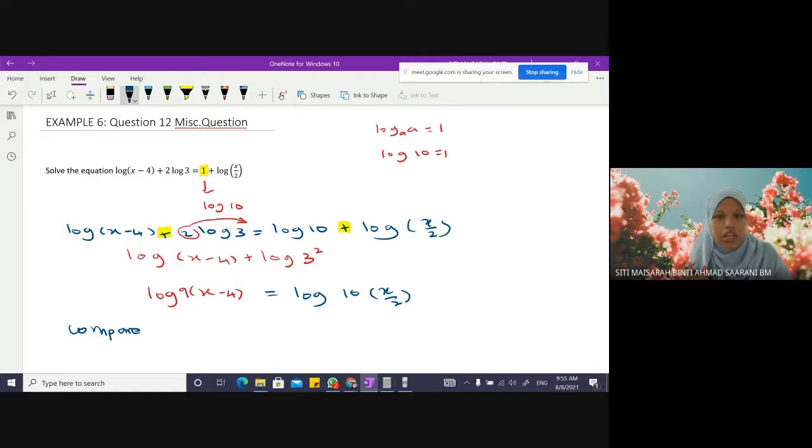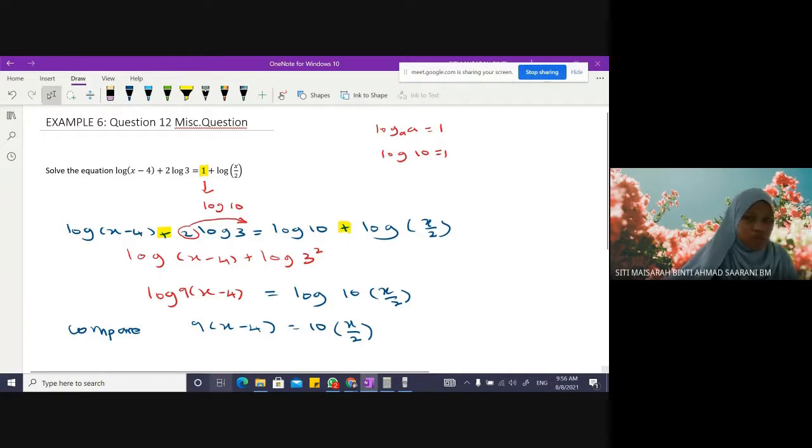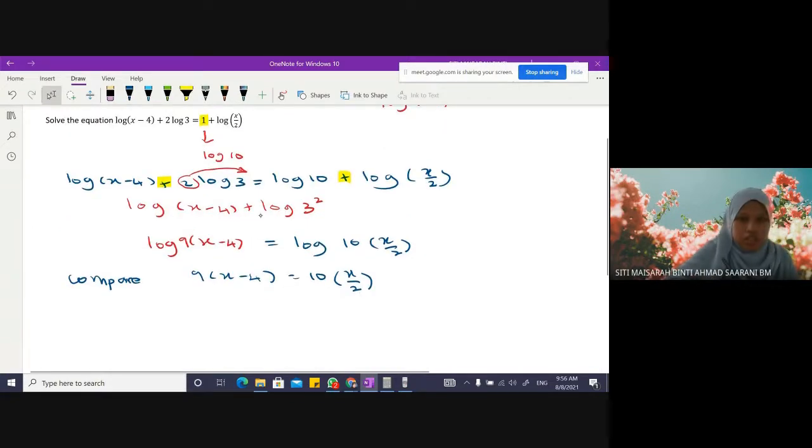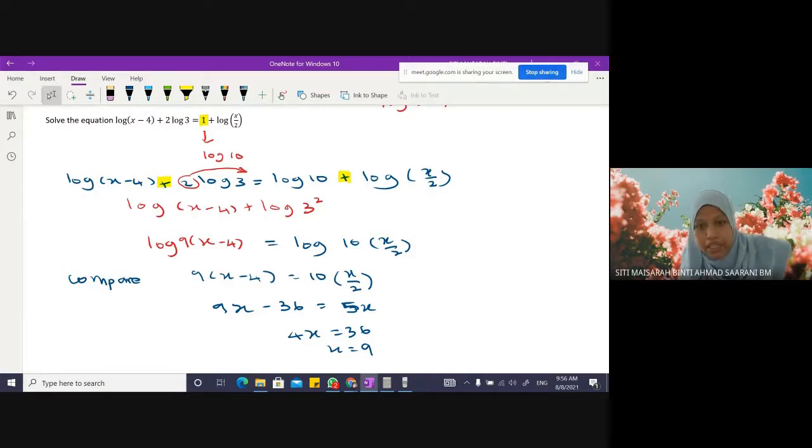Okay. Kalau nak compare, dia kena make sure dia punya base dia sama dan dia mesti single log. Single log dengan single log. Baru boleh compare. Okay. So jadi this one we can compare log. So 9x minus 4 is equal to 10x over 2. So then we can solve to find x lah. So this one is 9x minus 36 equals to this one is become 5x. Okay. 5x. Okay. So jadi 4x is equal to 36, x equals to 9. So jadi kita dapat x sama dengan 9.